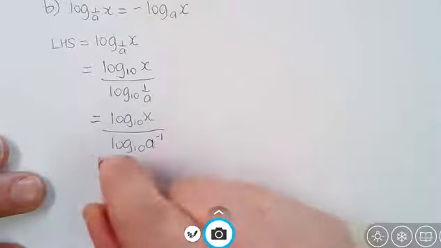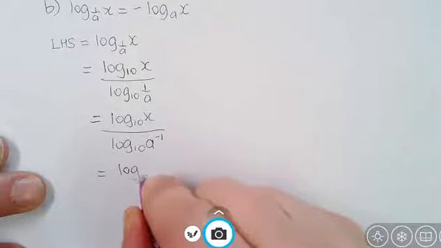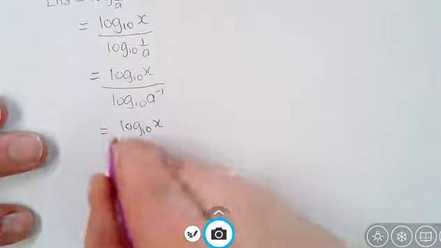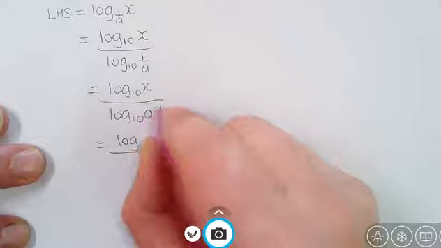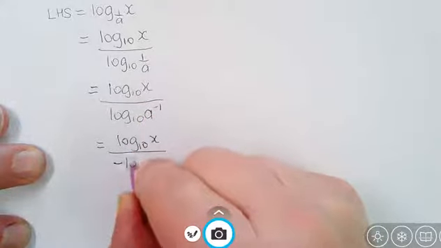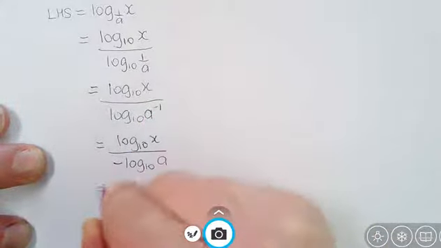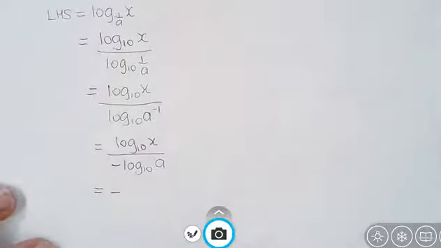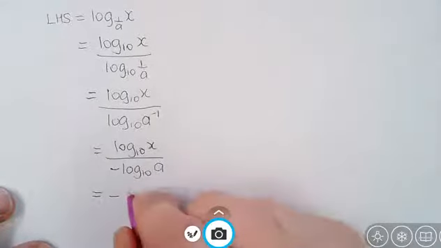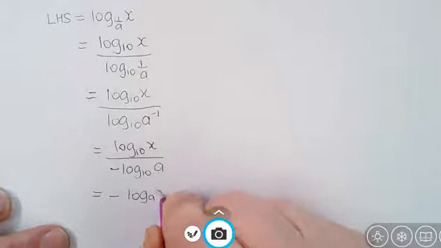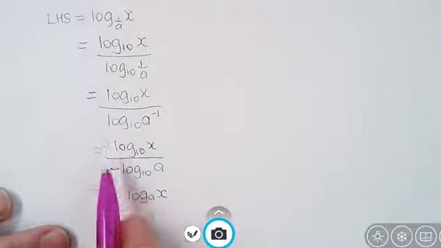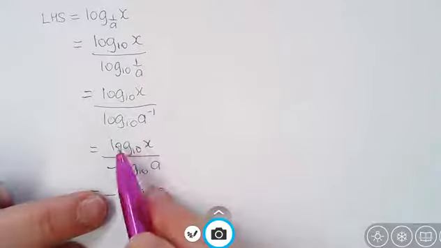Now I'd like to keep the numerator the same, so it's log to the base 10 of x over. Now log to the base 10 of a to the negative 1, the negative 1 can come to the front, so it's negative log to the base 10 of a. So now a positive divided by a negative is a negative. And now I'm just going to use the change of base rule in reverse, so that's just log to the base a of x.